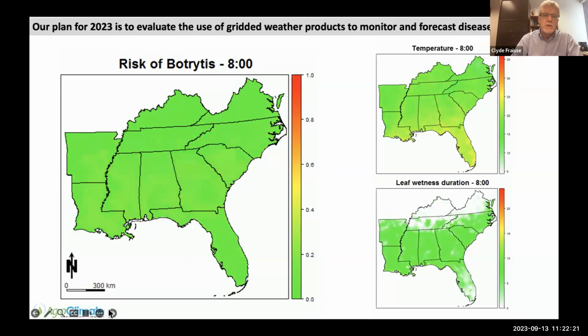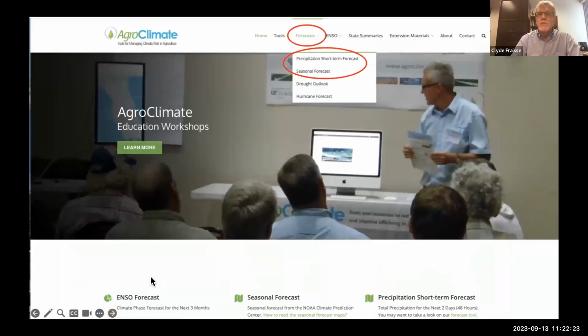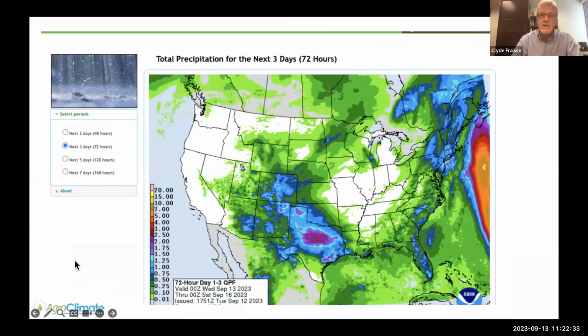Moving to the next one, we have some forecasts as well that, like I mentioned, we don't produce a forecast, but we display, we facilitate that. One of them is the cumulative precipitation expected for the next 2 days, 3 days, 5 days, 7 days across the country. So it gives you a visual. This was done yesterday, and you can see here the expected rain in the ocean from Hurricane Lee.